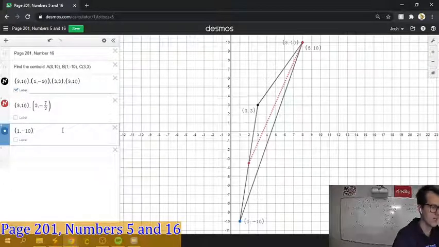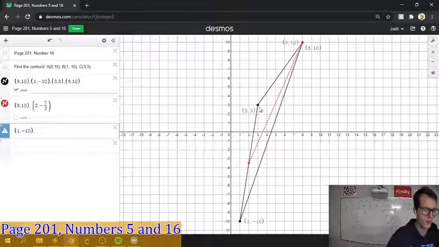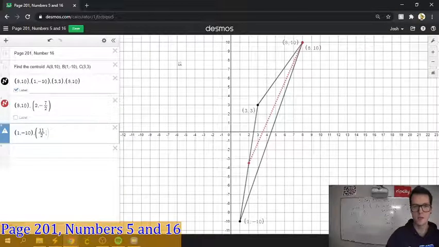Okay, same thing with my next point, (1, -10). This is vertex B, and we're going to figure out the midpoint between A and C. So vertex B is down here, so we need the midpoint between (3, 3) and (8, 10). Same process. 3 plus 8 is 11, so I'm going to type in 11, divide that by 2. If you want to write 5.5, that's fine. Desmos will interpret it the same way.